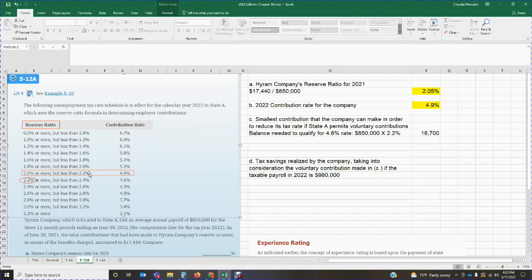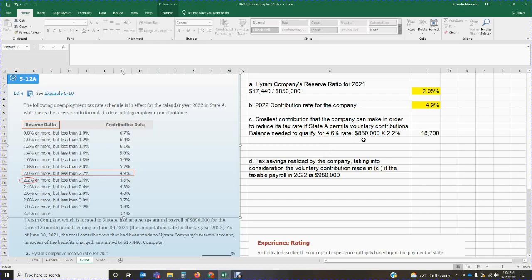Now, students get confused because over here it says 2.2%. It's not 2.2%, it's less than 2.2%. We would need to pay 2.2% or more to fall under the following tier, which would be 4.6%. So in order for us to qualify for that 4.6 tier, the smallest contribution that we would need to make would be to multiply by that 2.2% figure, which is what we did here.